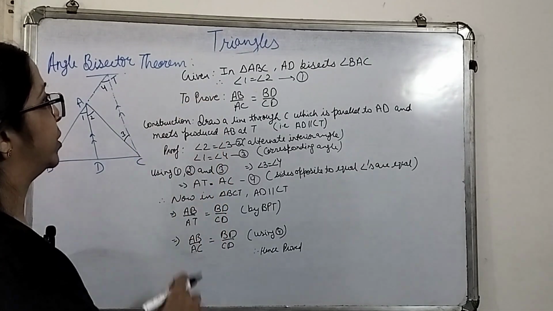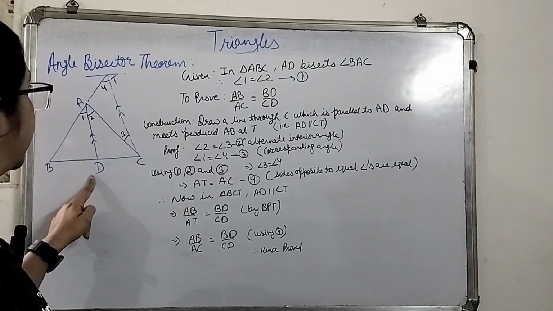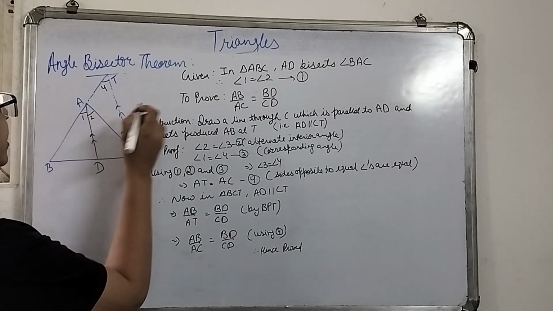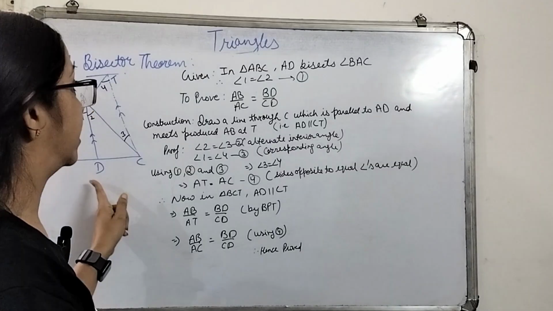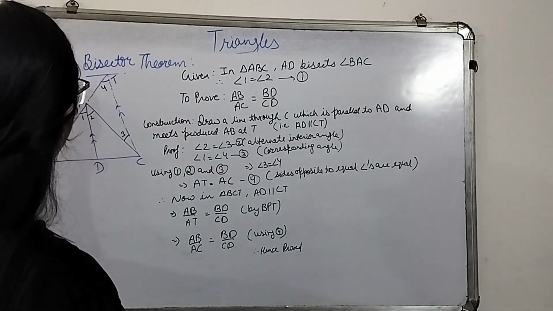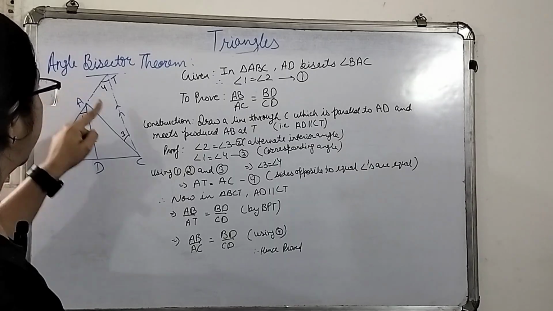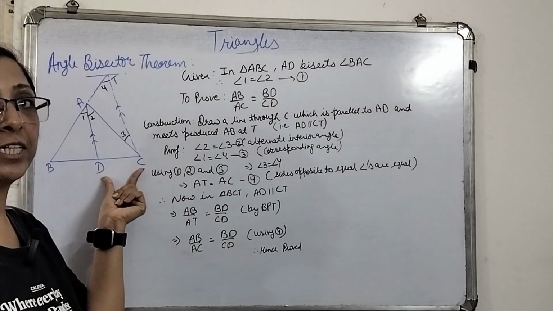So what is given to us is that there is a triangle ABC and AD is bisecting angle A. That simply means angle 1 is equivalent to angle 2, because AD is the angle bisector. Now we have to prove that the ratio of these sides, that is AB over AC, is equivalent to BD over CD.